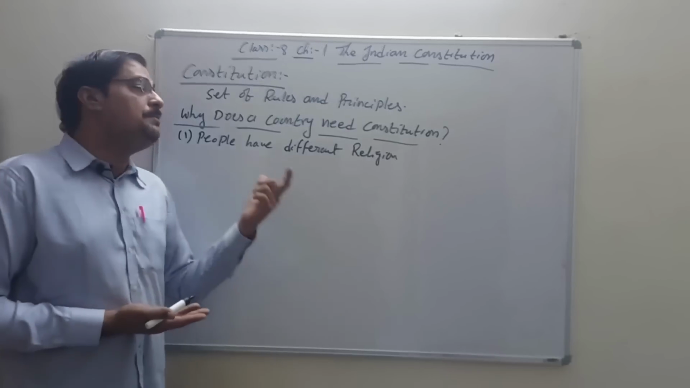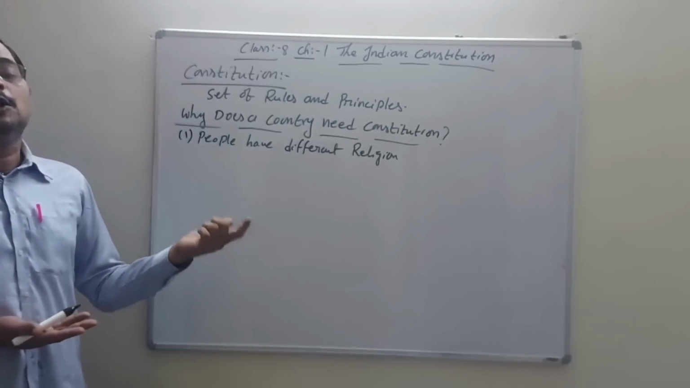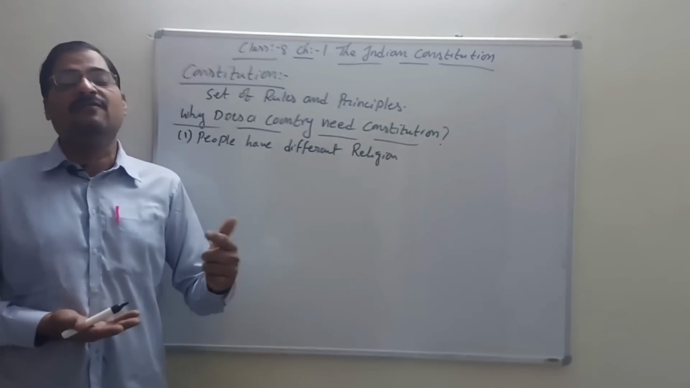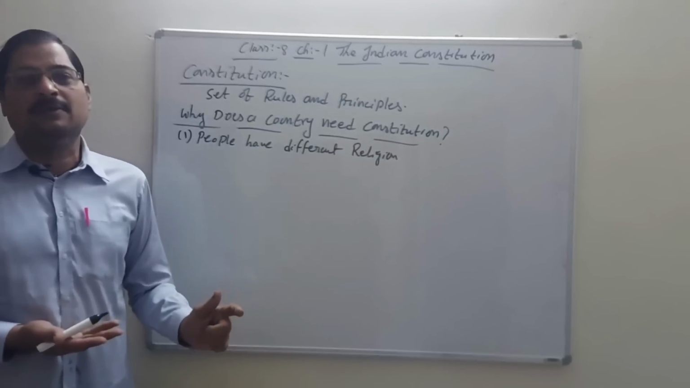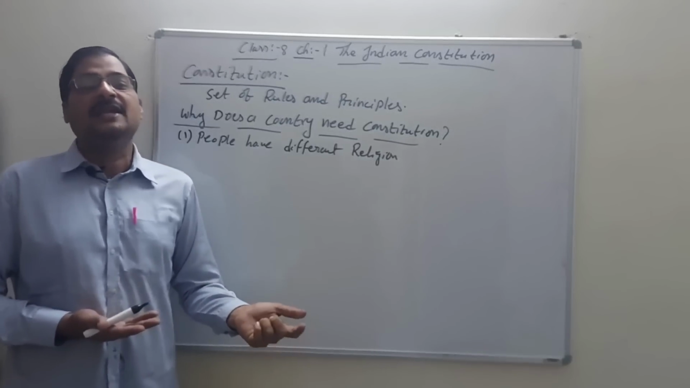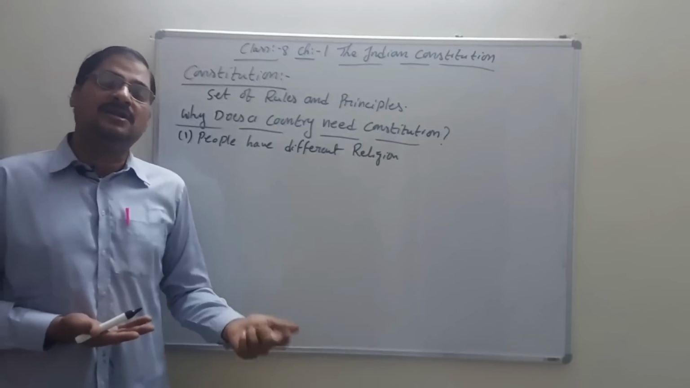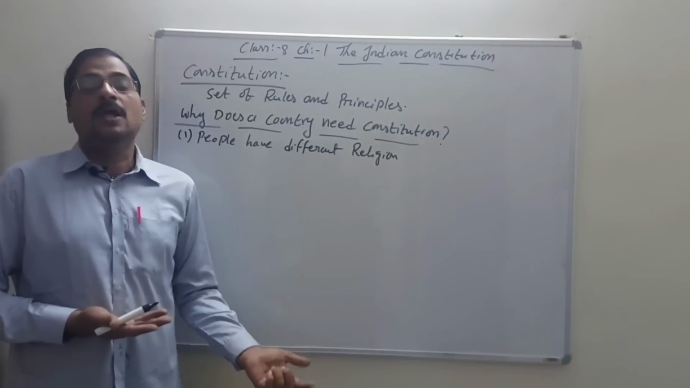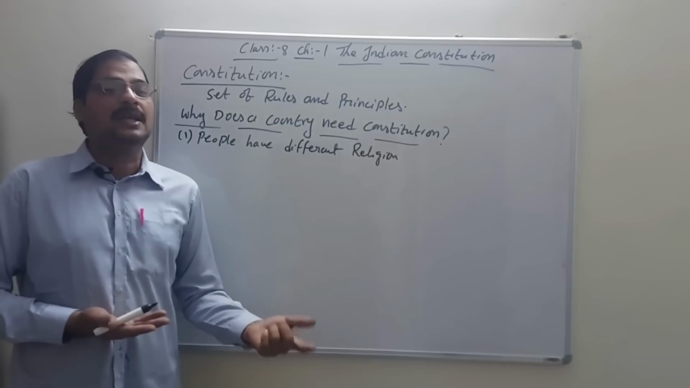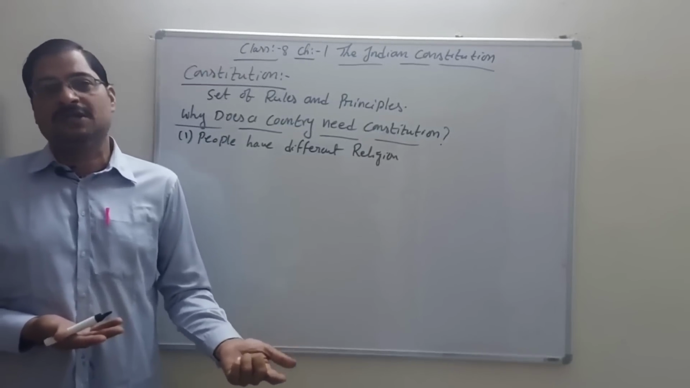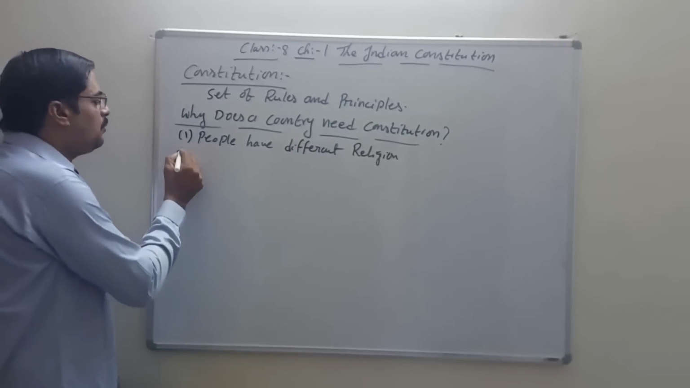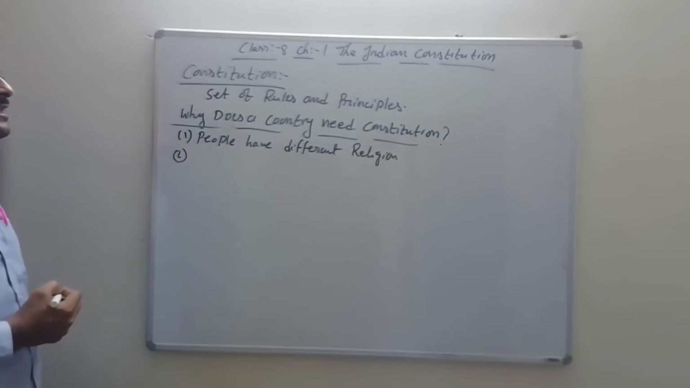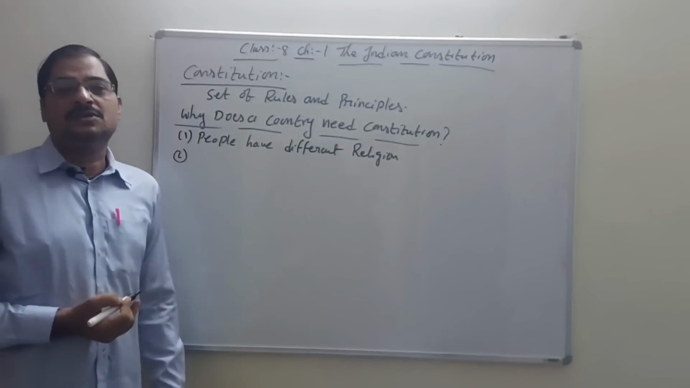The rules and regulations are implemented so that everybody is equal. Nothing will happen on the basis of language, customs, culture, or traditions. Such rules are implemented in the Indian Constitution. We have one more important thing in the Indian Constitution.